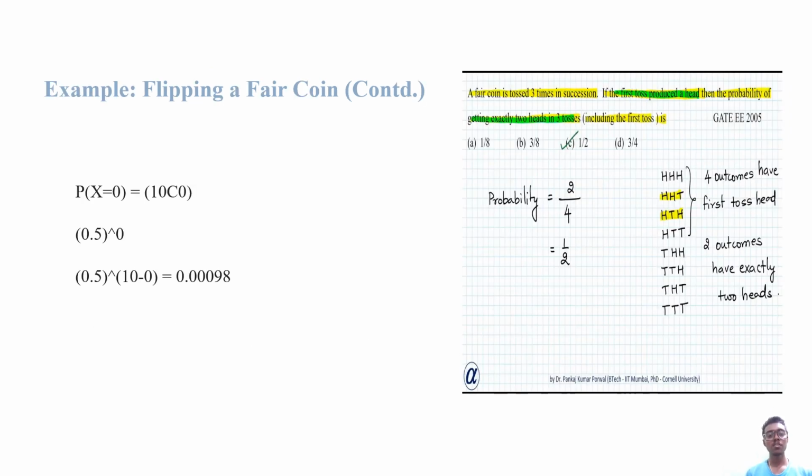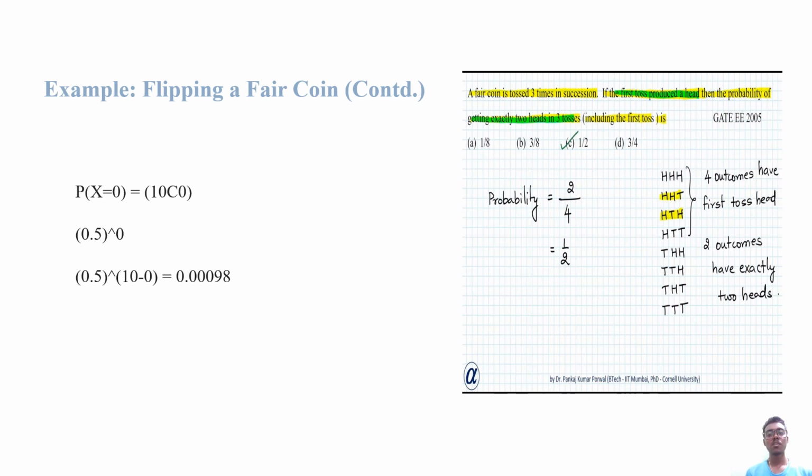And the example is flipping a coin. P(X = 0) = 10C0 * 0.5^0 * 0.5^(10 - 0), which is equal to 0.00098, approximately 0.